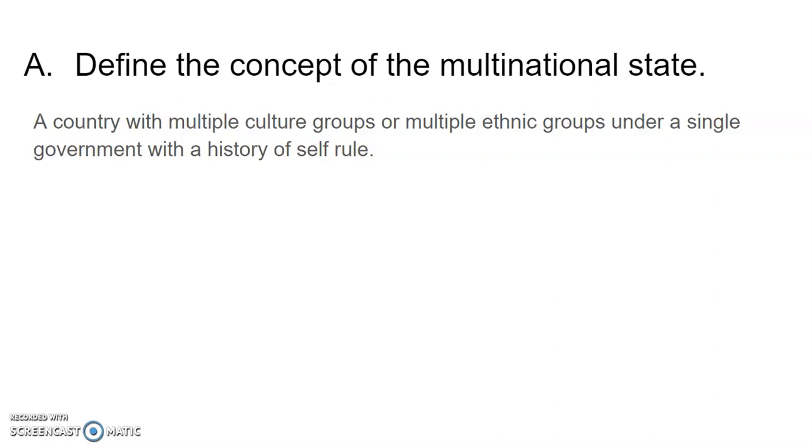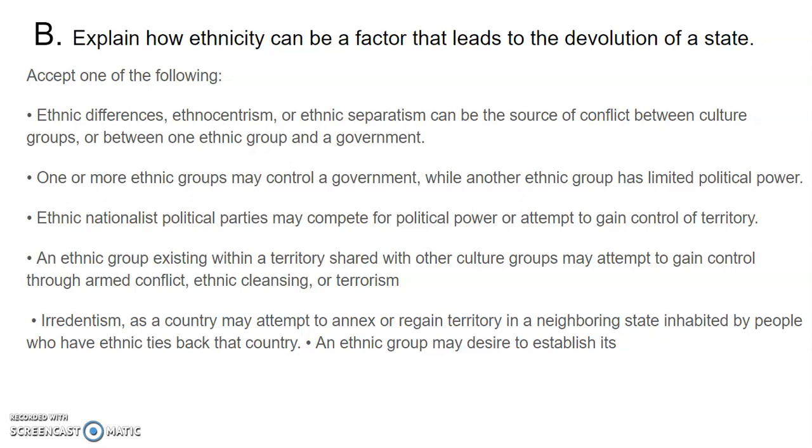Again, they either get all points or 0 points. So 1 point or 0 points. They can't get a half point here. So please review their definition. Next is B. Explain how ethnicity can be a factor that leads to the devolution of a state.